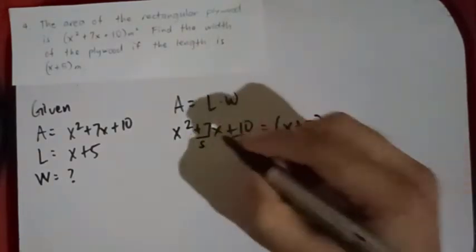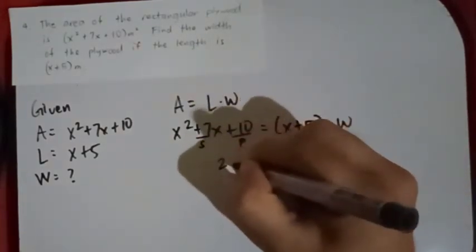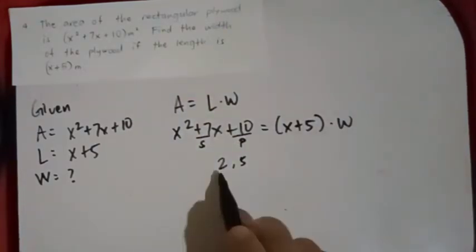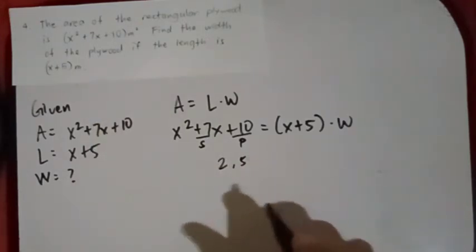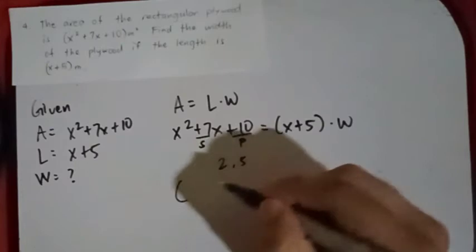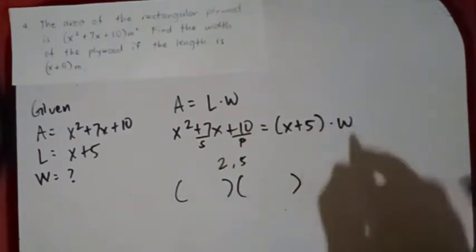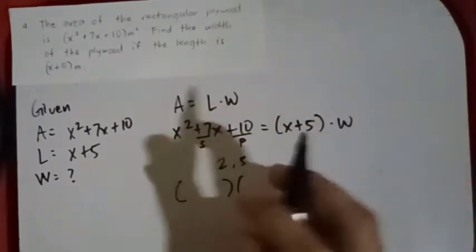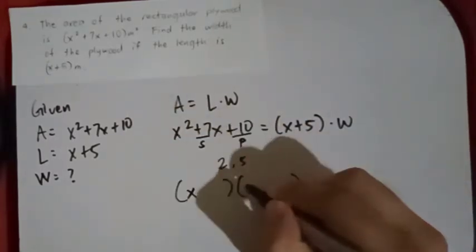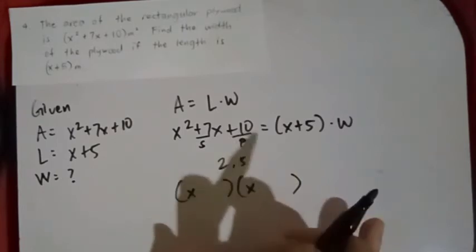So, the two numbers are 2 and 5. Okay? Because 2 plus 5 is 7 and 2 times 5 is 10. So, next, let's write the binomial factors. The first term is x squared, so the factors should be x and x. That's the first term of the binomial.